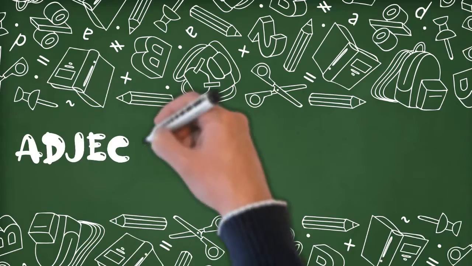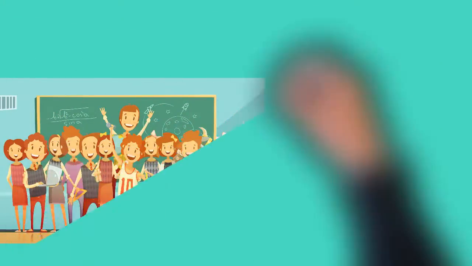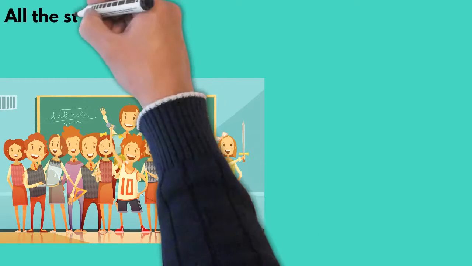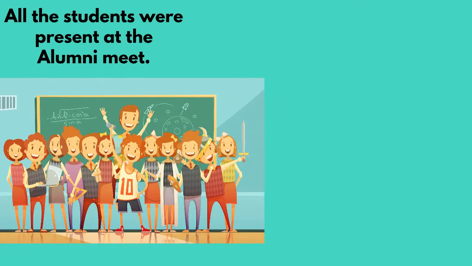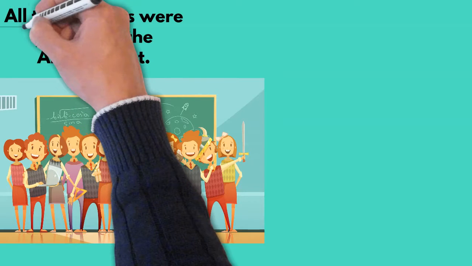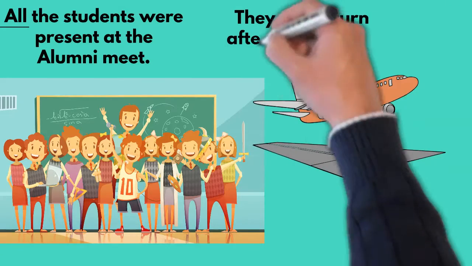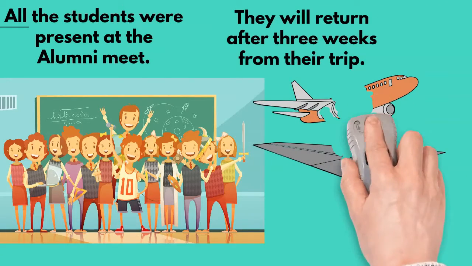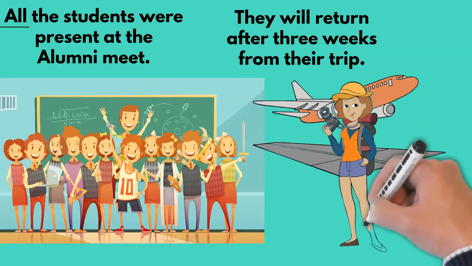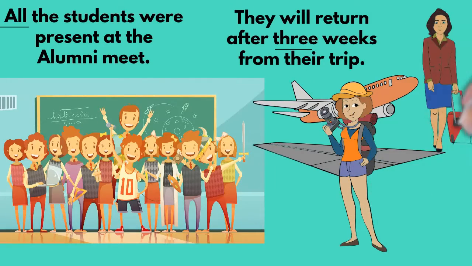Third type of adjective is adjectives of number. Let's see these sentences or examples. All the students were present at the alumni meet. Here, all tells us about the number of students. They will return after 3 weeks from their trip. Here, 3 tells us about the number of weeks.